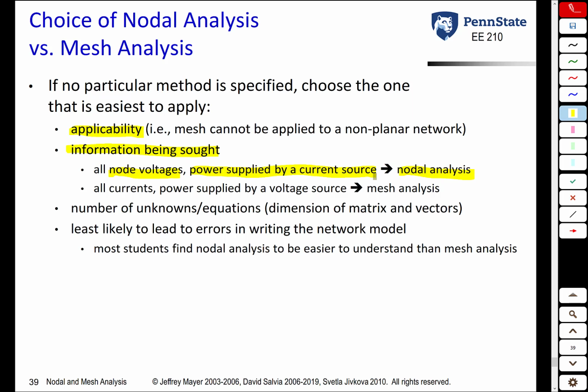If, on the other hand, you want to find currents, or if you want to find the power supplied by a voltage source, mesh analysis makes more sense. Why does mesh analysis make more sense if you want to find power supplied by a voltage source? Remember, you already know the voltage across a voltage source, it's the given value. The current through the voltage source in mesh analysis comes directly. If you use nodal analysis and wanted to find the power supplied by a voltage source, you would have to write additional KCL equations. That's sort of that final step in the nodal analysis algorithm. Likewise, if you wanted to find the power supplied by a current source and you were using mesh analysis, you have that added step at the end.